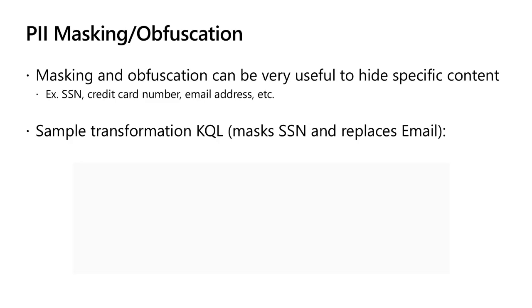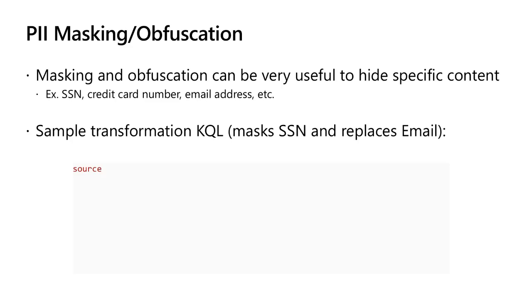So in this demo that I'm going to show you, we're going to have a specific table that is going to have two fields, an SSN field and an email field. And what we're going to try to do in the transformation is mask that SSN and replace the email with something else, with a text. So we basically hide that information from the end user.